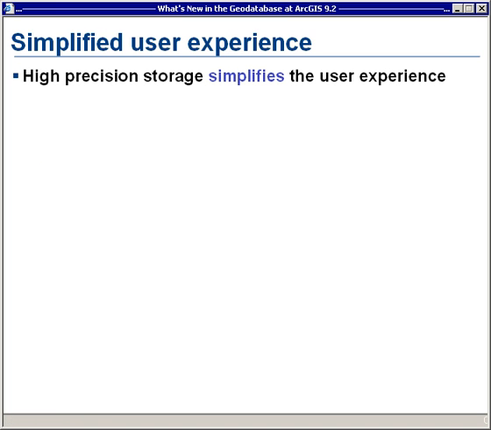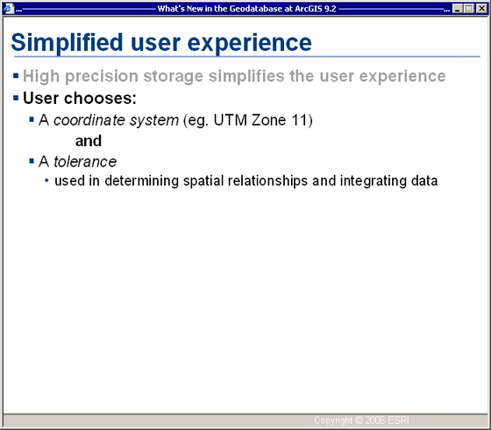So the new high-precision storage really simplifies the user experience when creating a new feature class. To create the new feature class with 9.2, all you must specify now is the coordinate reference system being used, e.g. UTM zone 11, and the tolerance of the data. The tolerance simply specifies the minimum distance between coordinates before they are considered equal.